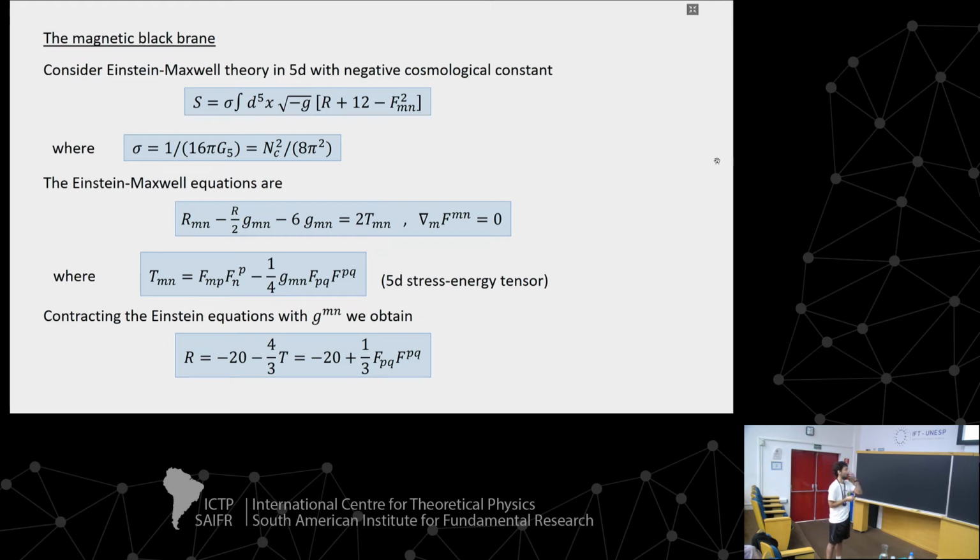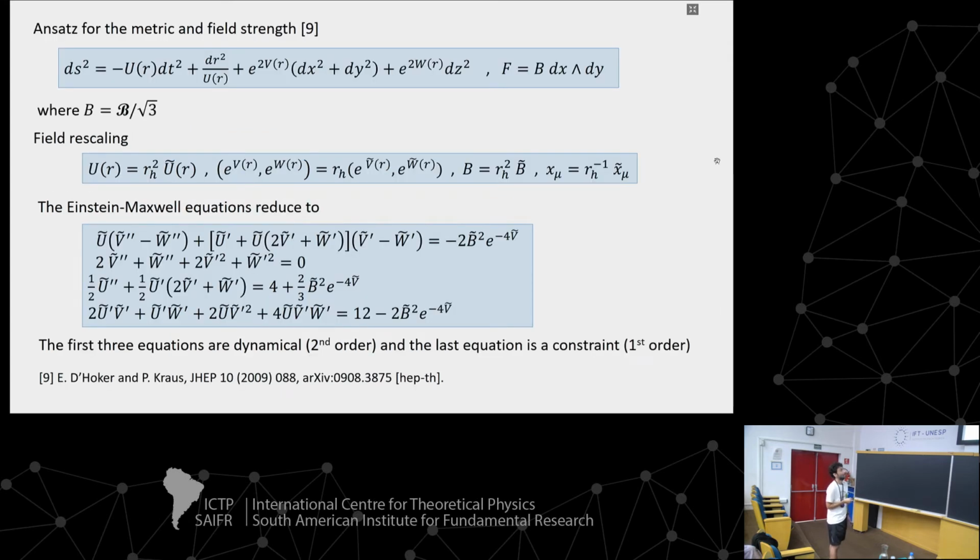The field is the Maxwell field. This gauge field will turn on an energy-momentum tensor in 5 dimensions, and you solve these equations for a particular ansatz. The ansatz is that you have a non-zero magnetic field, and you have an anisotropic metric. So this is a 5-dimensional metric that carries this anisotropy that is expected because of the magnetic field.